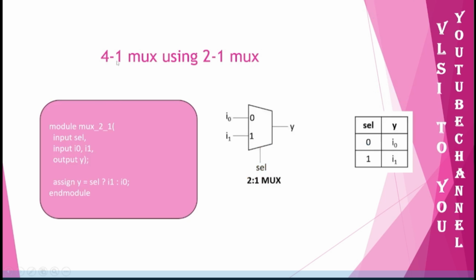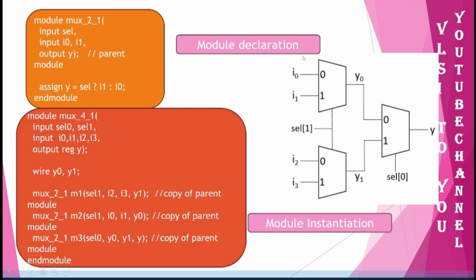Now here if you see, 4 by 1 mux using 2 by 1 mux, the same thing. Since it is 4 by 1 mux, I need three 2 by 1 mux, because I only need to use 2 by 1 mux. So that is why I need 3 2 by 1 mux.